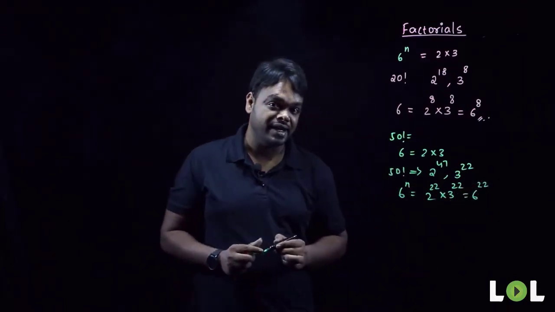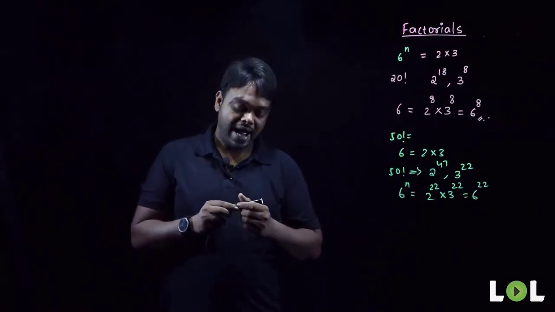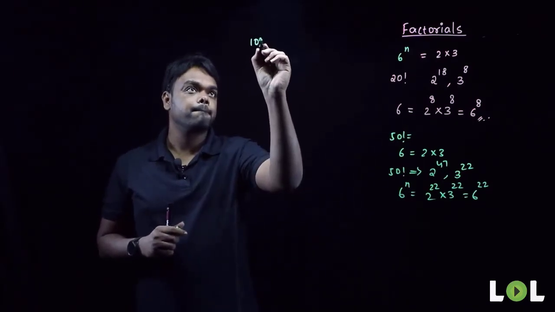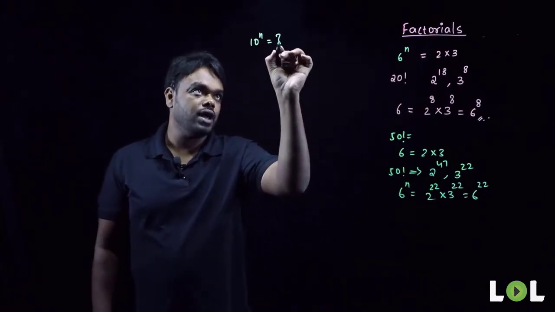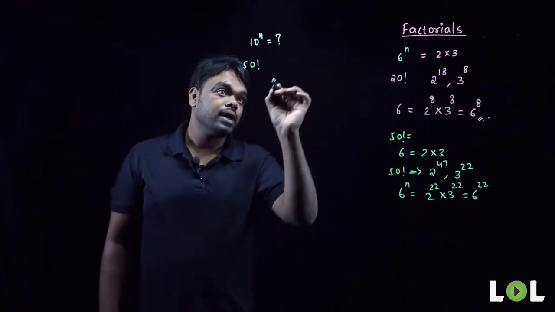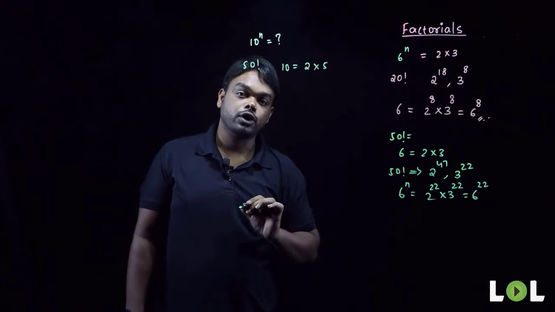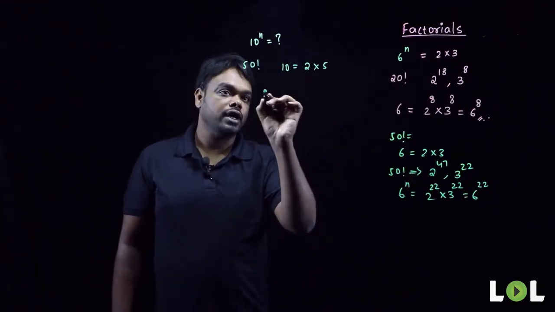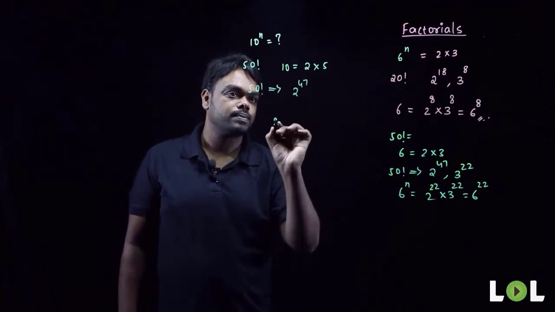Now I hope you are understanding this. Well, suppose let's say if you want to calculate the highest power of 10 in any given factorial. Now, suppose I start with 50 factorial. Now, 10 is nothing but 2 into 5. Now, let us check how many 2's are there in 50 factorial. In 50 factorial, we know there are 47 2's.